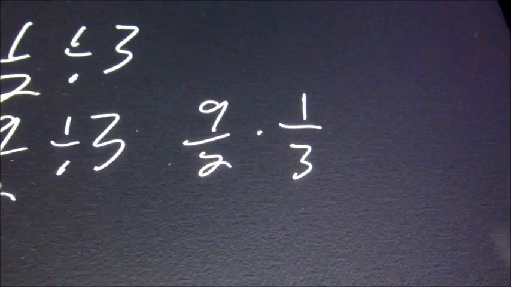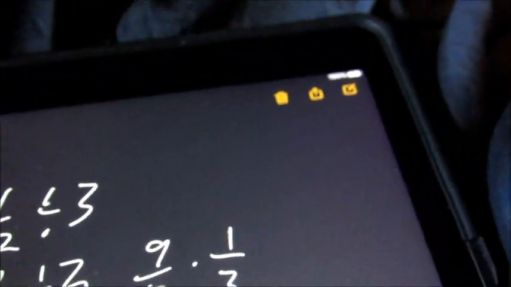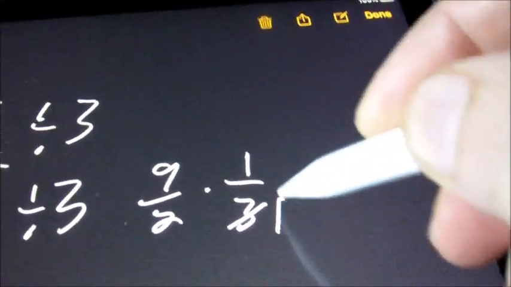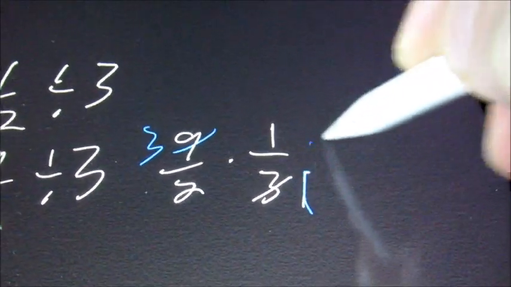Let's do a division one. 4 1/2 divided by 3. So 2 times 4 is 8, plus 1 is 9 over 2, divided by 3. So now we have to flip, we have to do the reciprocal and turn this into a multiplication. So 9 over 2 times 1 over 3. So now we can simplify the 9 and the 3. This will become a 1. And this will become a 3.